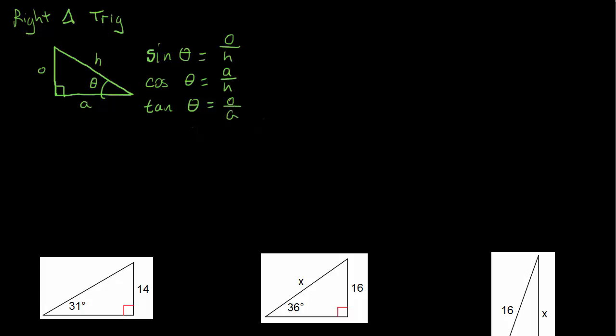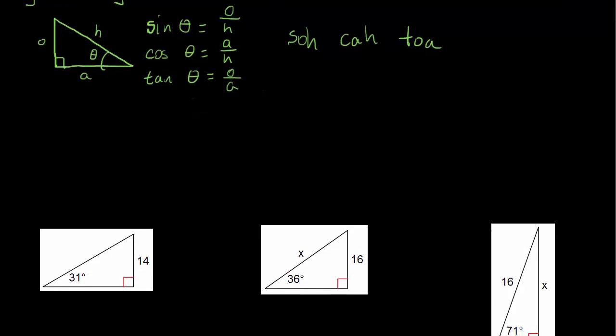And y'all may have done this: SOH CAH TOA, to help you remember the order of it. So sine is opposite over hypotenuse, cosine is adjacent over hypotenuse, tangent is opposite over adjacent. So regardless, you need to know these trig ratios and how to set them up and solve for them, because we're going to need to find missing sides. So let's see how this all plays out.